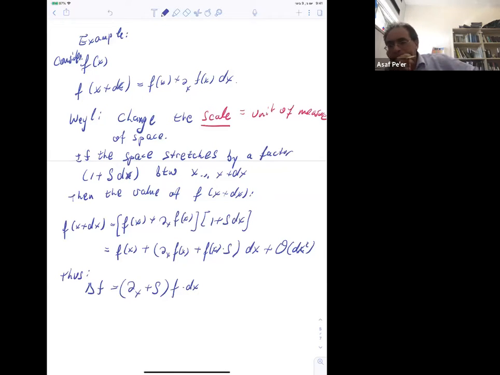See what he did here. He says, okay, I'm changing the function, but now I'm also changing the scale in which I'm measuring the space. Basically, I'm changing the coordinates from x to x plus dx. It very much resembles the ideas that Einstein used 10 years before him in general relativity.